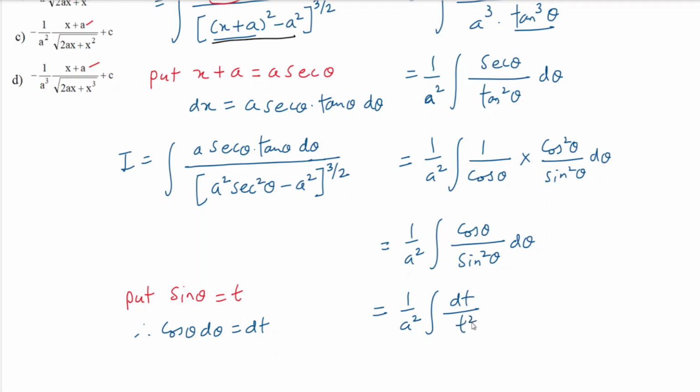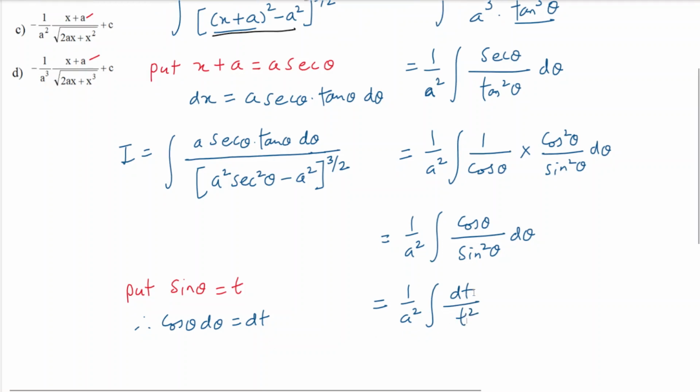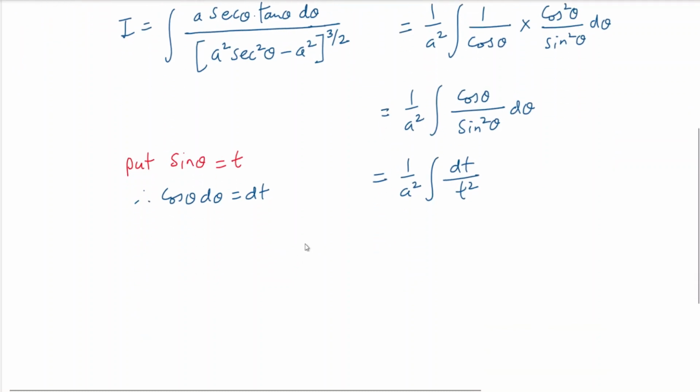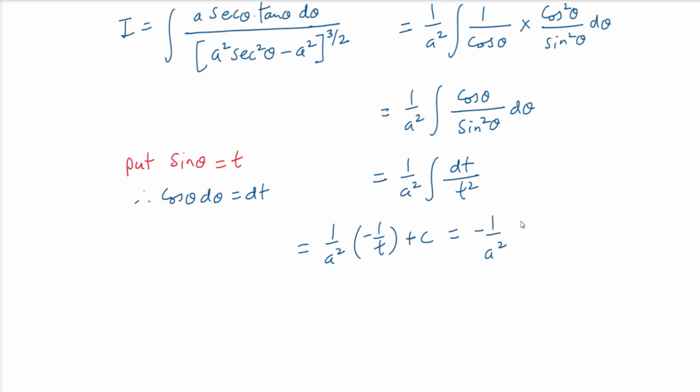Now this integral becomes 1 by a square integration of dt by t square, right? So integration of 1 by t square is minus 1 by t. So it is minus 1 by t plus c, and the integration is minus 1 by a square into 1 by t. So what is t here? First we have to substitute t as sine theta. So this becomes minus 1 by a square into cosec theta plus c.